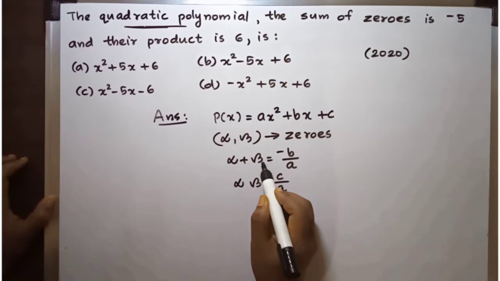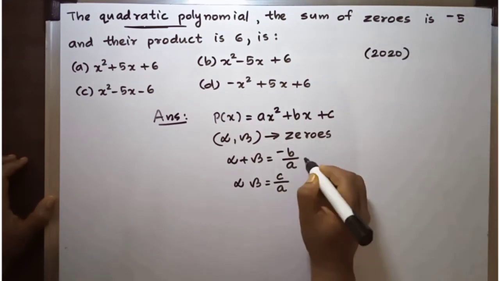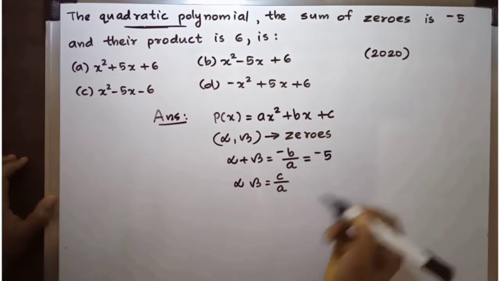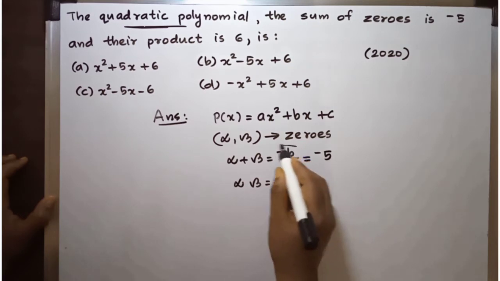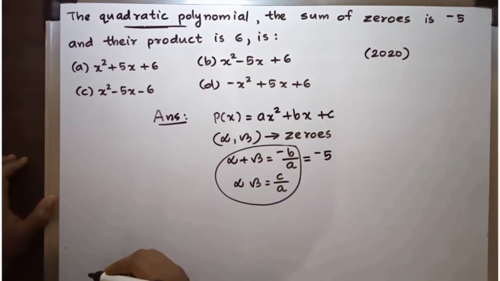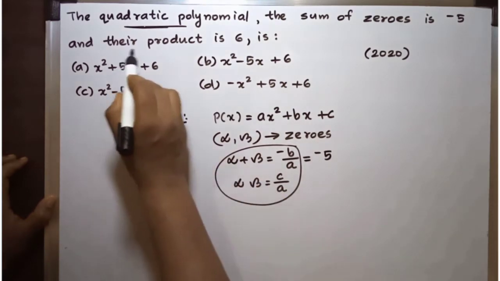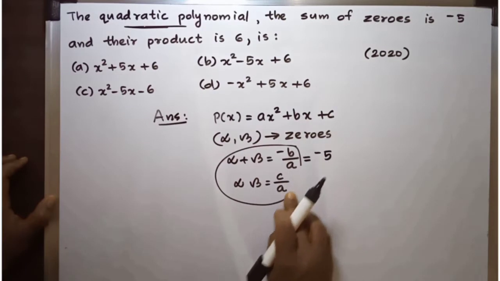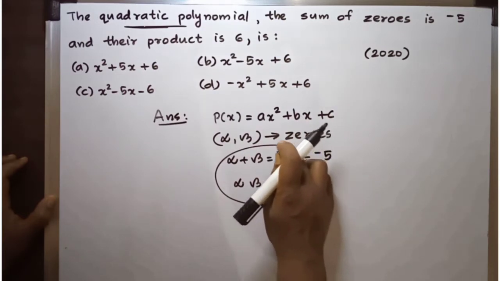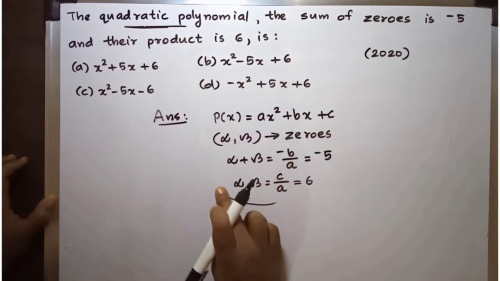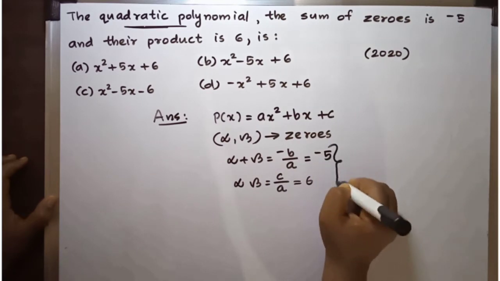Sum of the zeros, what is given in the question? Sum of zeros is -5. So this can be equated to -5. And alpha beta is c by a. We have already learned these two equations. Okay, in important points. Alpha beta is c by a and it is given as 6 in this question. Okay, this is equal to 6. Now we have to take each and every given polynomial and check whether these two conditions are satisfied. Okay, these two conditions we have to check.